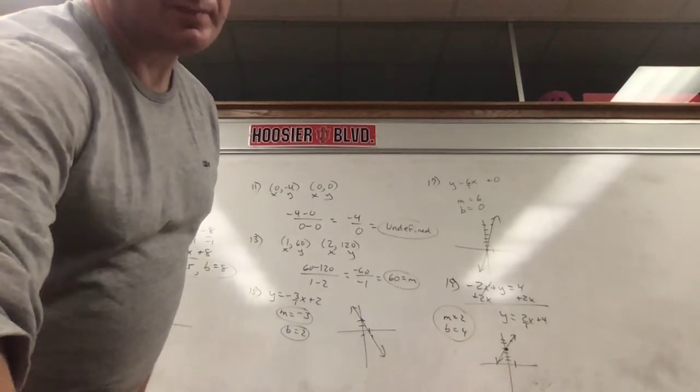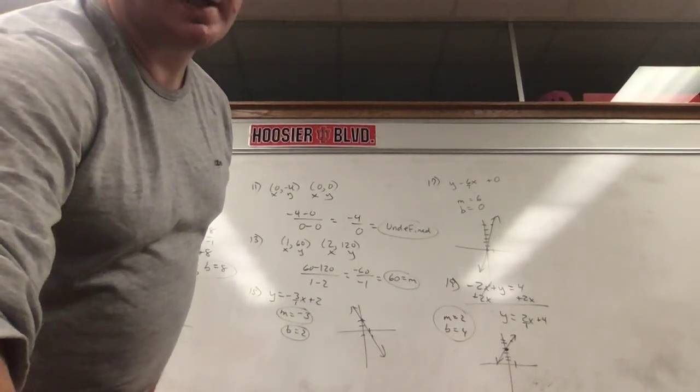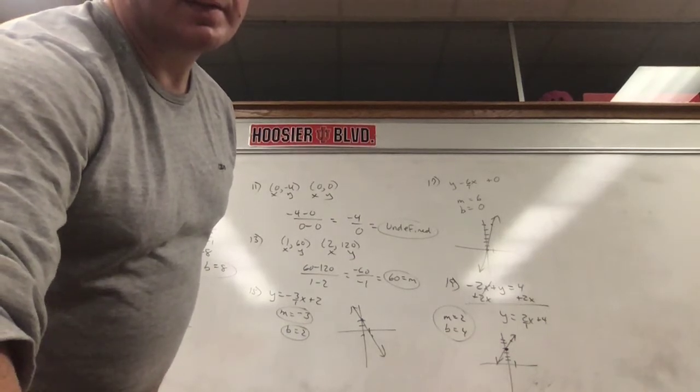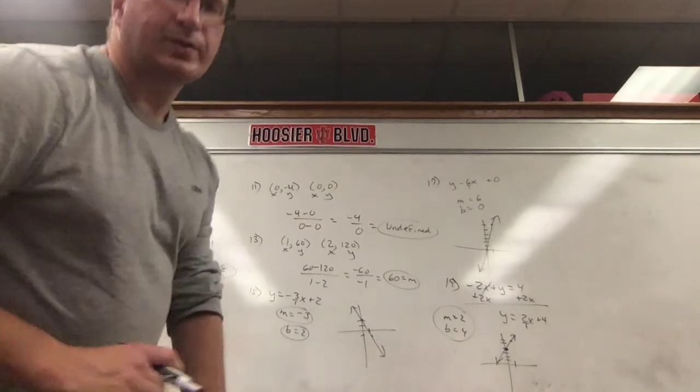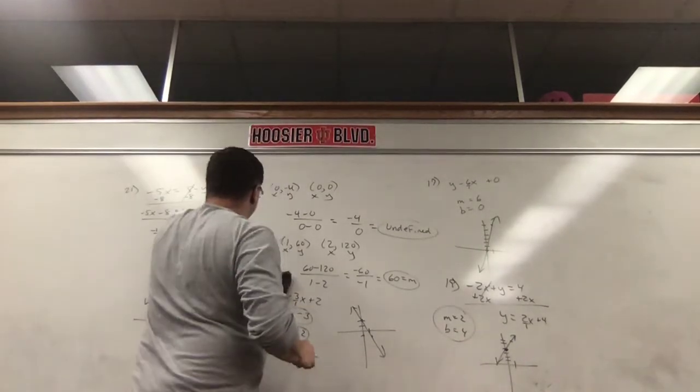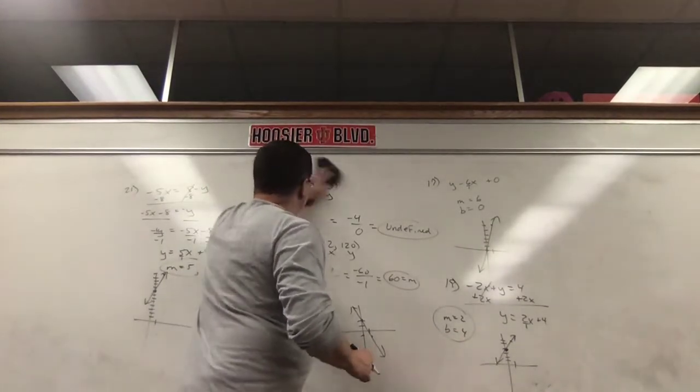So 25, how many more we got here? Not too many more. About 4 more to go. Okay, now they actually do ask us to graph these, okay? So let's do this.